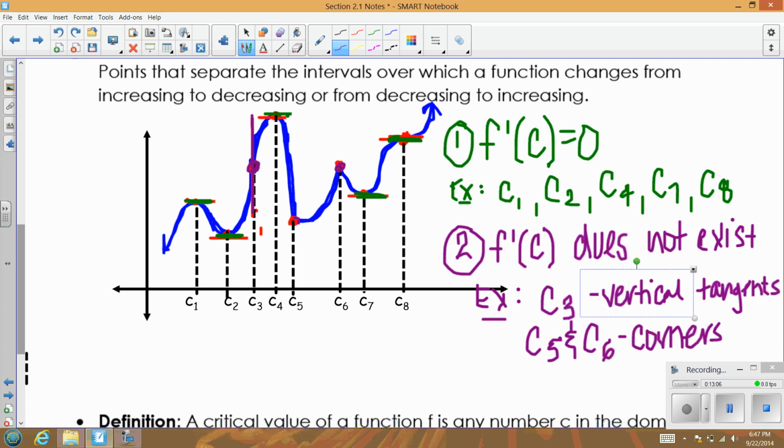So in this example, though, if you look at C3, the function is still going from increasing to increasing, so that critical value isn't going to be that important, that we have a vertical tangent there. It's not going to change how the function behaves.